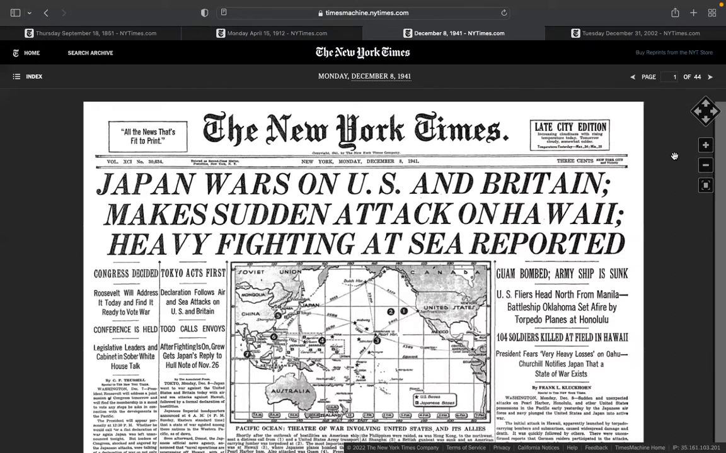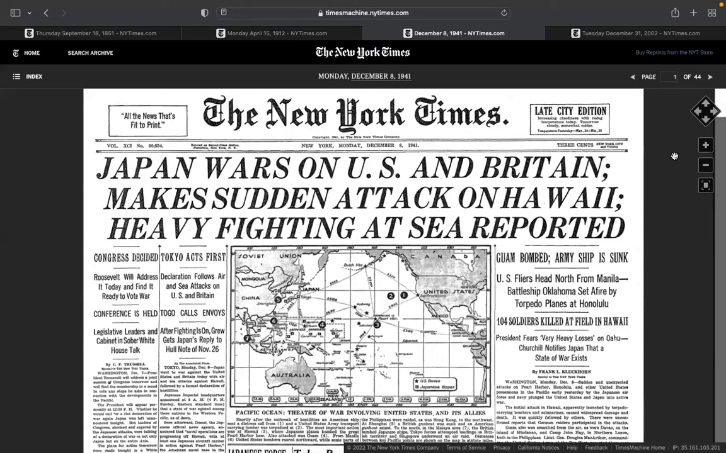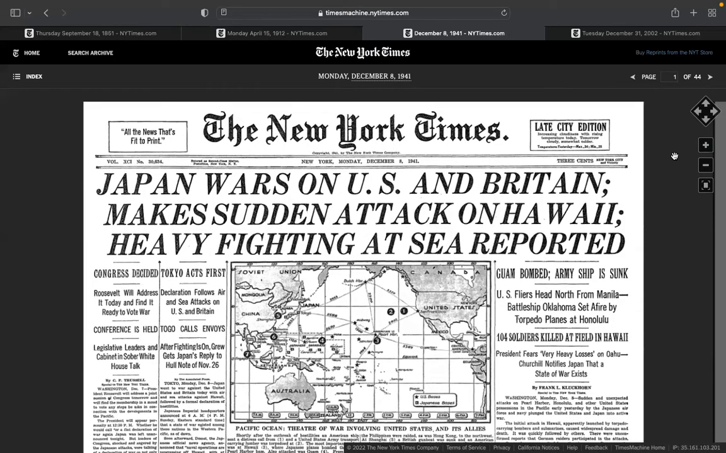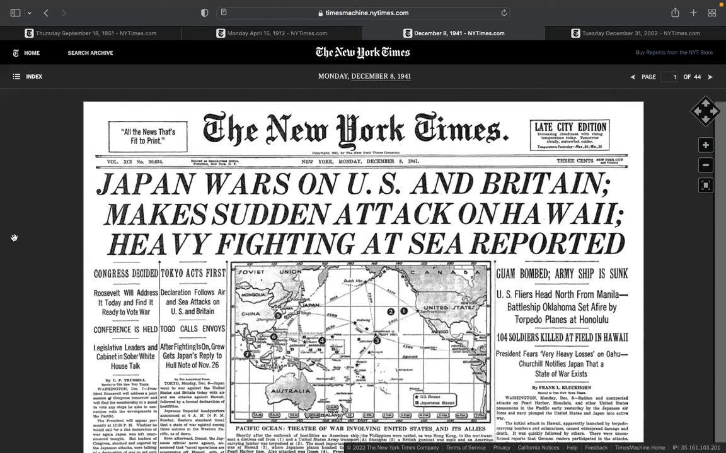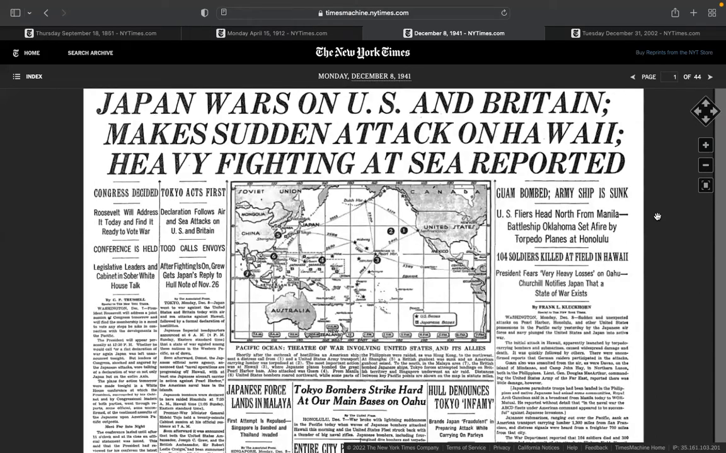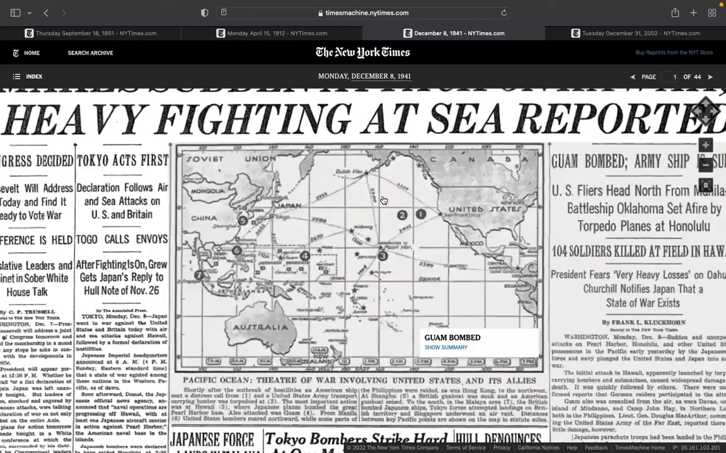This was during the time of World War II, and this newspaper came out the day after Japan bombed Pearl Harbor. And the newest thing I observed was the use of bigger headlines. This headline says, "Japan wars on US and Britain, makes sudden attack on Hawaii, heavy fighting at sea reported." We also get a bigger picture in comparison to the photo of the White Star Liner Titanic in the 1912 edition. It shows the different islands either the US or Japan attacked within the Pacific Ocean.